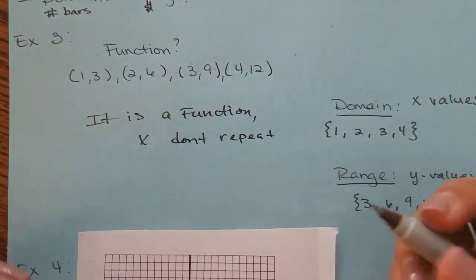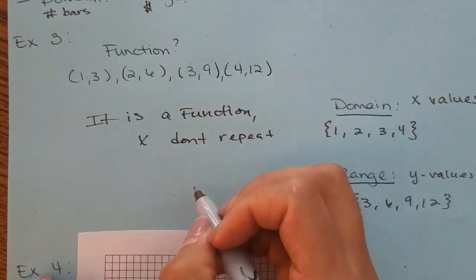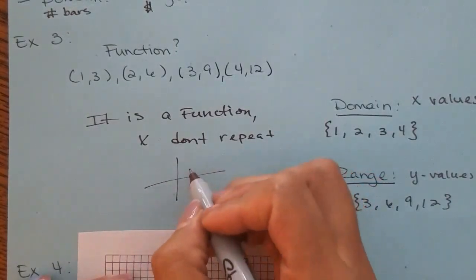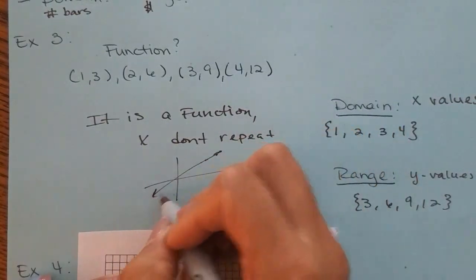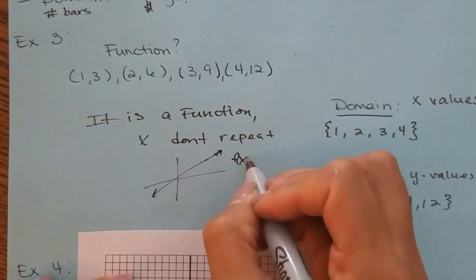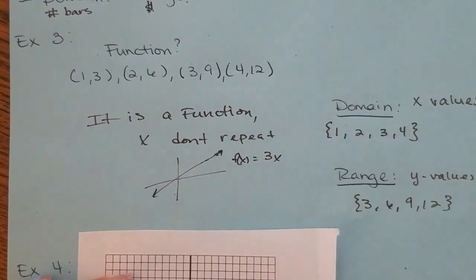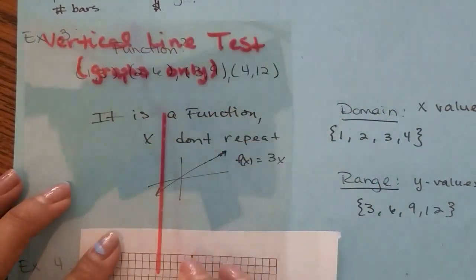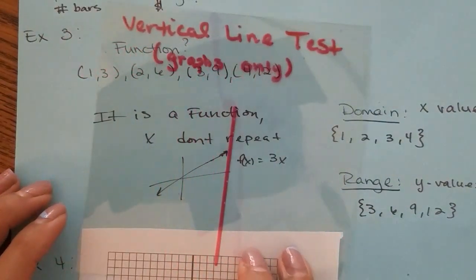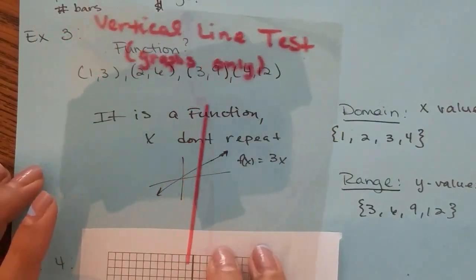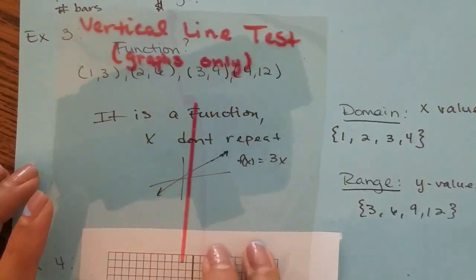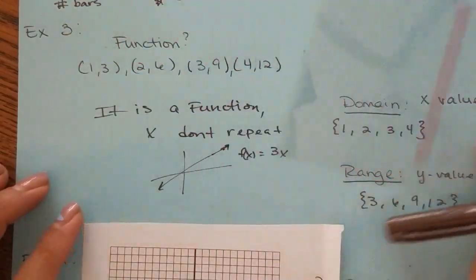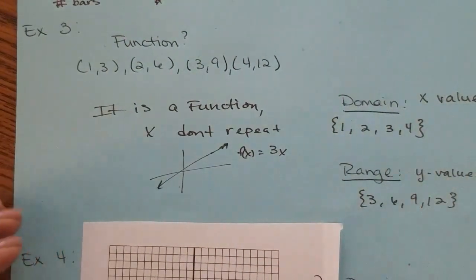If you wanted to plot out the points, you would find that you'd actually have a graph that looks something like that, and you would find that it was the function f of x is equal to 3x. And if you wanted to do your vertical line test, remember, you take a vertical line and you run it left to right, and if it only crosses the graph once, then it passes it. So as we move it left to right, it passes the vertical line test. So you know that yes, it is a function.